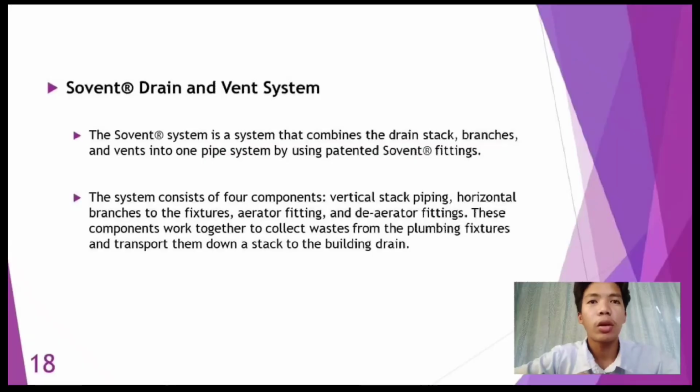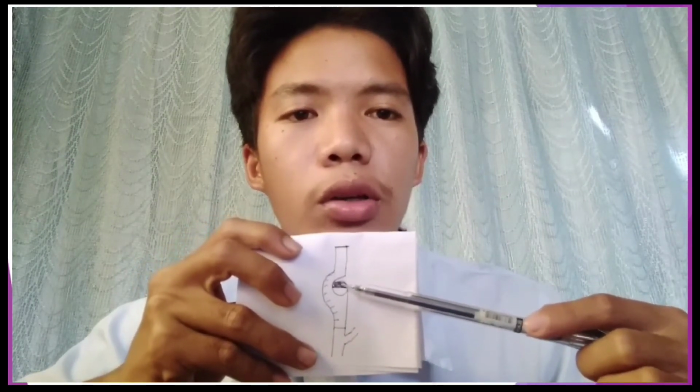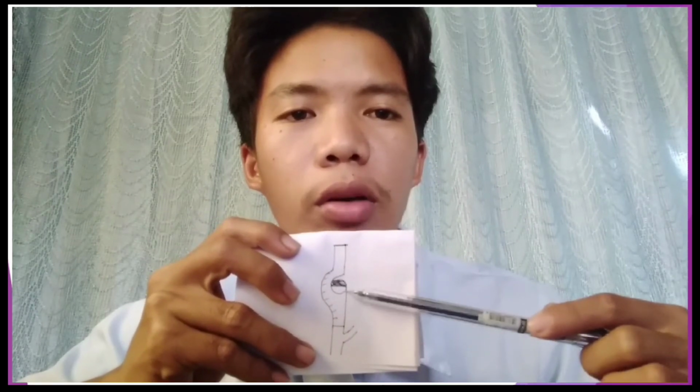Ayun. The system consists of 4 components. Ayun, vertical stack piping, horizontal branches to the fixture, aerator fitting, and the de-aerator fitting. These components work together to collect waste from the plumbing fixtures and transport them down the stack. Ayun, building stacks to the building drain. So, ayun, ang trabaho pala nito is kinokolekta niya yung mga waste from plumbing fixtures. Dito, ayun, dito lalabas yun. So, yung makukuhang dumi dito is tinatransport niya to building drains.